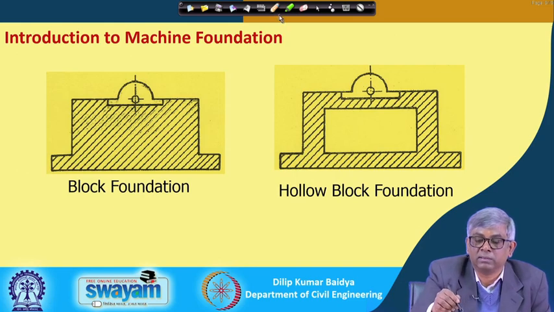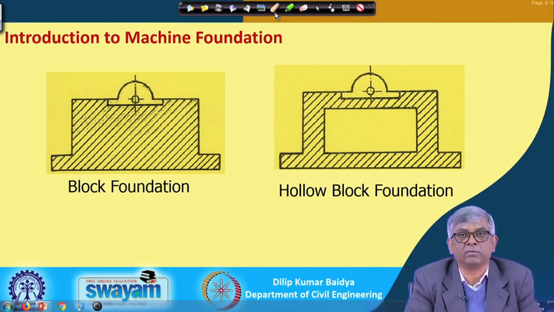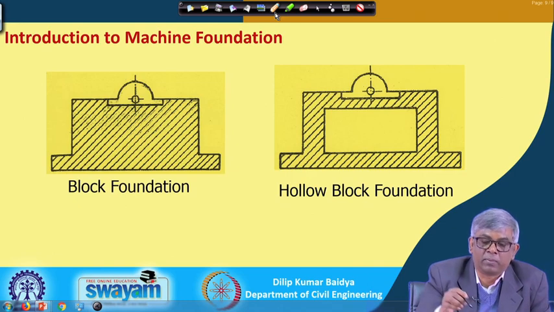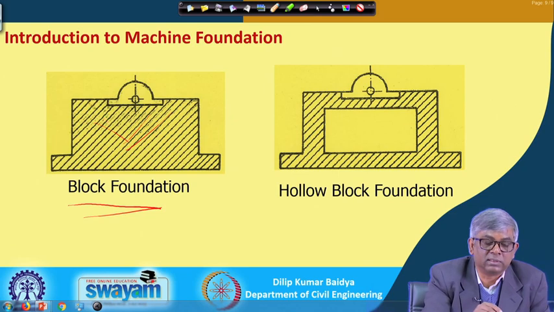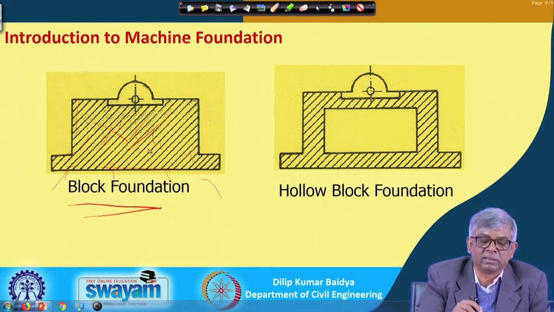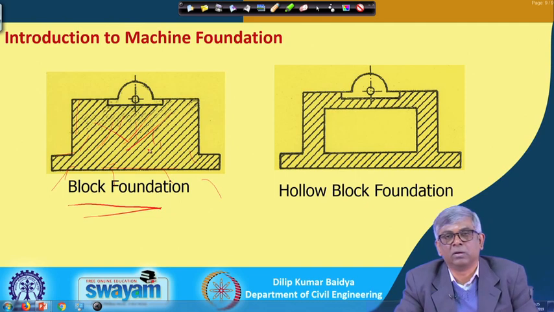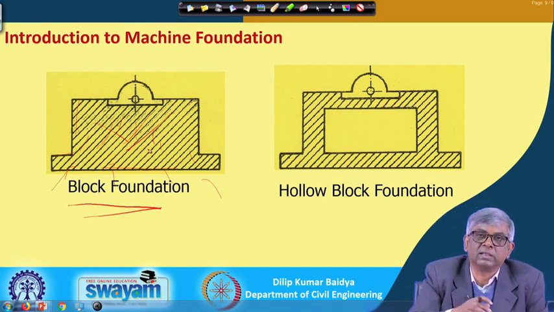And some examples are shown here, a photograph of a typical block foundation. If it is a block foundation, this is the block, the entire mass of concrete, and the machine is fixed onto the block. Because of the vibration caused by this machine, it will be passed through this foundation to the ground, and that is the typical design. Some more detail will be there, but we are not going into much detail about the connection etc., which is there in the code.